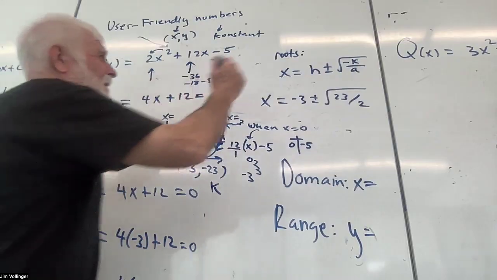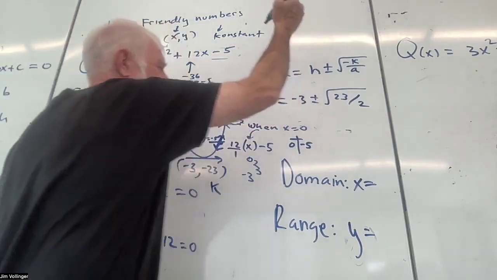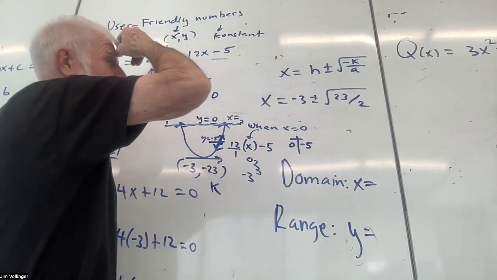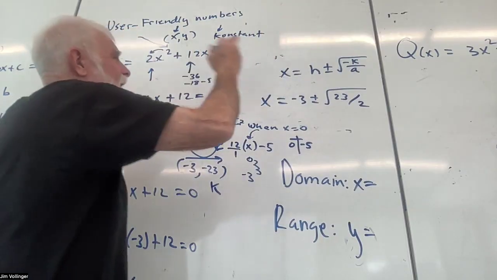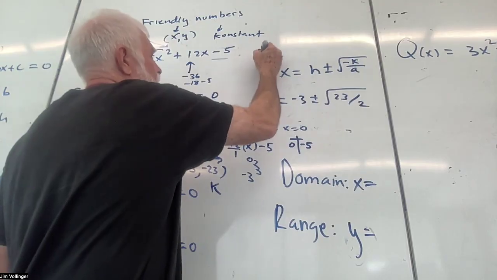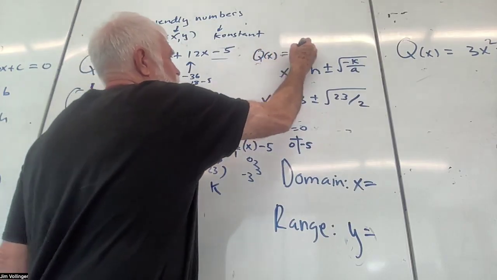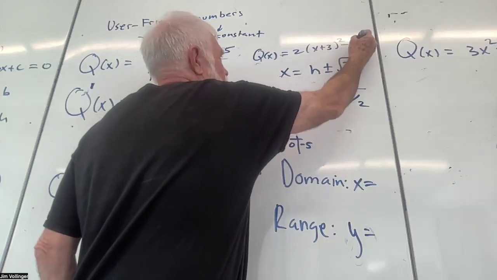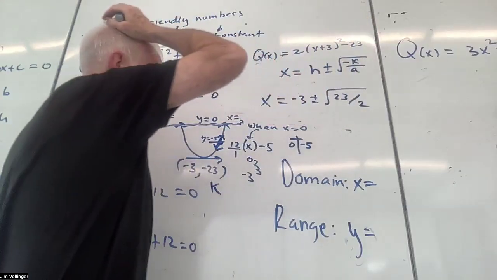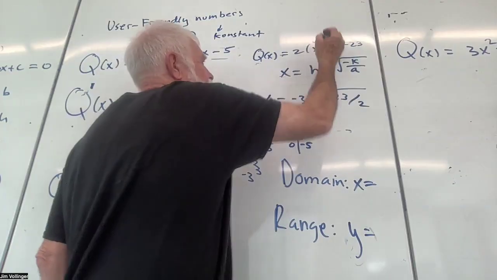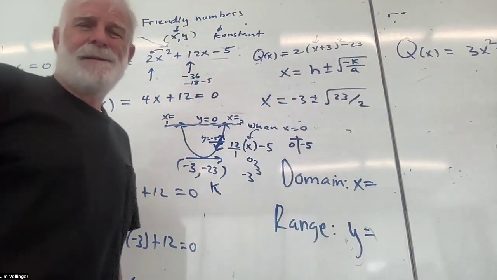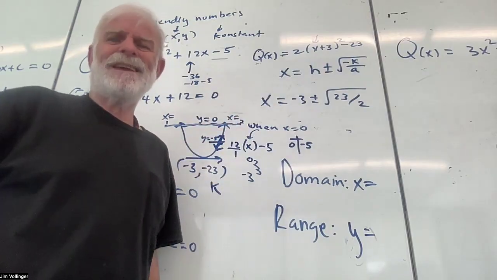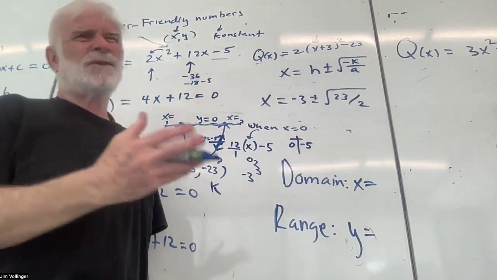Domain. Well, it's easier to see the domain if we put this in graphing form. So q of x is 2 times x plus 3 squared minus 23. Took me a moment. All right, so what number can I add 3 to on the number line? Can I look 3 units to the right? Yeah, I think so. Can I square every number?